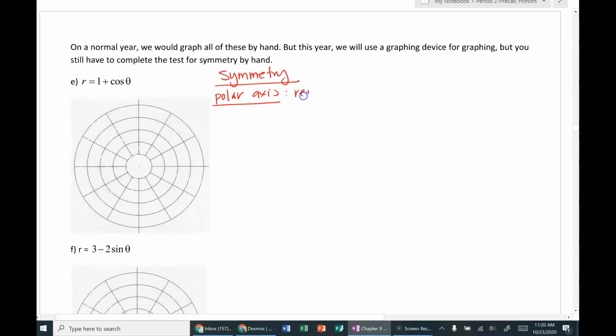Okay, so replace theta with negative theta. Okay, r equals 1 plus cosine, take out the original theta, replace with negative theta, and this will give us 1 plus cosine theta. Remember, cosine is an even function, so what does that mean with an even function? We talked about this from the review unit. F of negative x equals f of x. So you have a negative angle, it is exactly the same as having a positive angle. So this is immediately symmetric with polar axis.